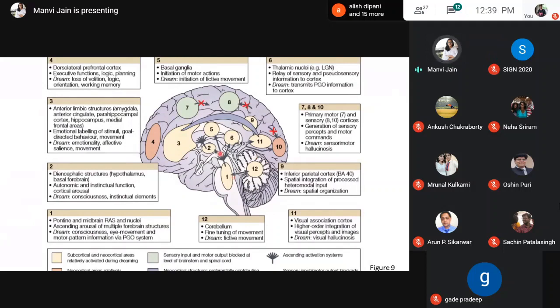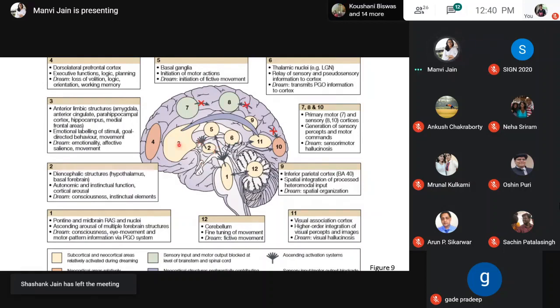So if we come forward to the second structure in the series, this can be in hierarchical order, or it can be in a way they are interacting with each other. So just observe it properly. The second structure is the diencephalic structures, which are the hypothalamus and the basal forebrain. They are, of course, involved in consciousness and instinctual elements. Whatever they do is related to that. Now, this arrow refers to the ascending activation system. So this is actually going in a hierarchical way.